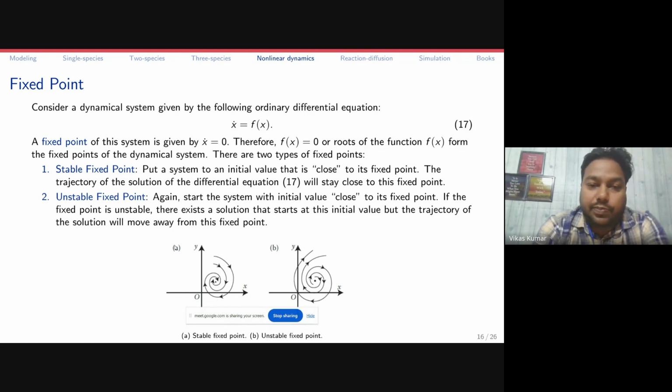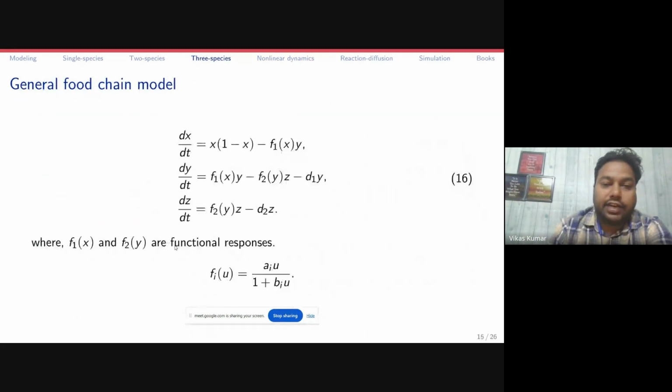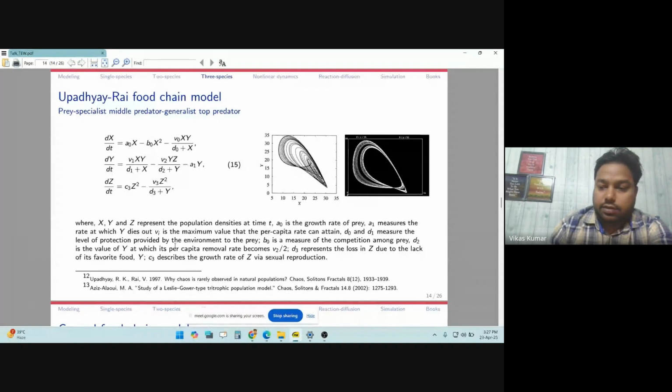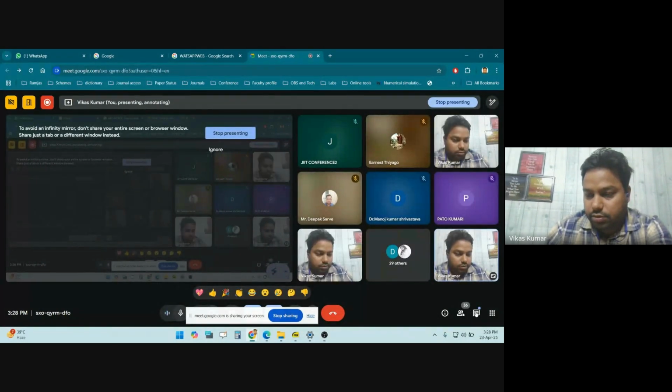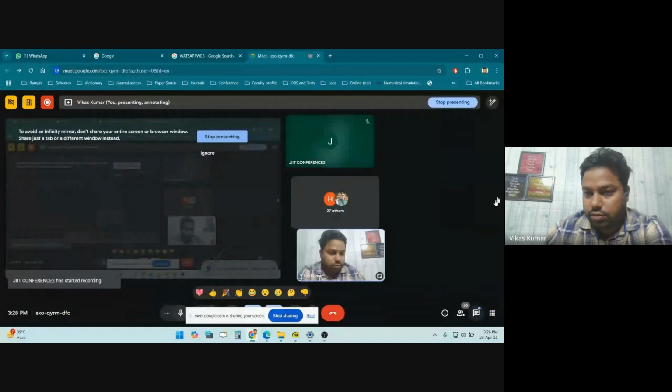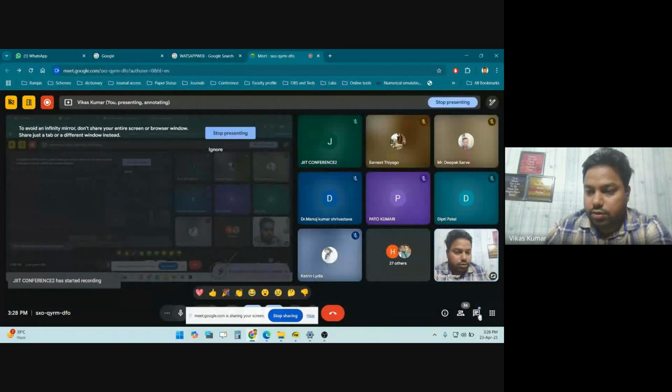So there is a fixed point. If I talk about the fixed point, since we have a system like x dot equal to f(x), as we have seen on the left side, there is a message. Should I continue?